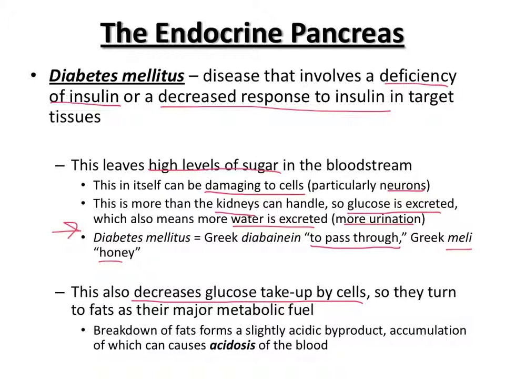Now, no insulin also means decreased glucose uptake by cells. So when they don't get glucose, all your cells will start to burn fats as their major metabolic fuel. And the reason this can become really scary is that those fats, when they break down, will form a somewhat acidic byproduct called ketones. And if that happens over time, for a long period of time, you can get a little bit of an acidic quality to your blood, which can actually cause organ shutdown and death. So diabetes can be very serious.